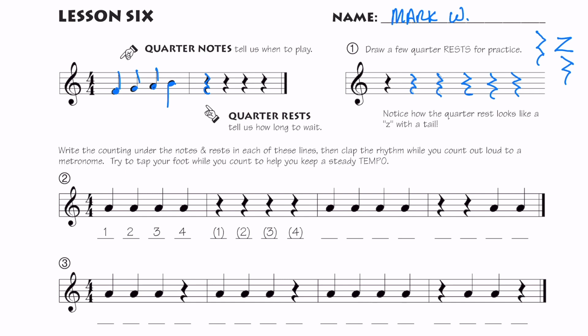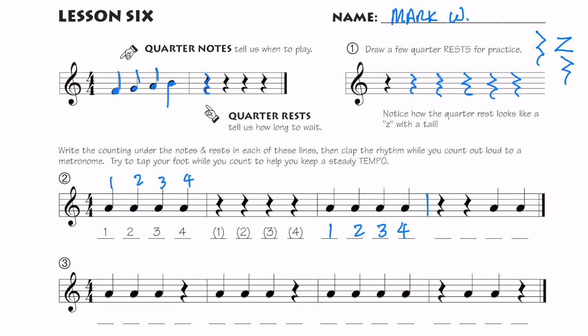All right, so first, in this line number 2, we're going to write in the counts under the notes. So the first 2 measures are done for you. Obviously, 1, 2, 3, 4. Now what I like to do is put the rest in parentheses. That way when you're sight reading it or when you're counting and clapping out loud, you know to not count on those. So in this next measure, 1, 2, 3, 4.